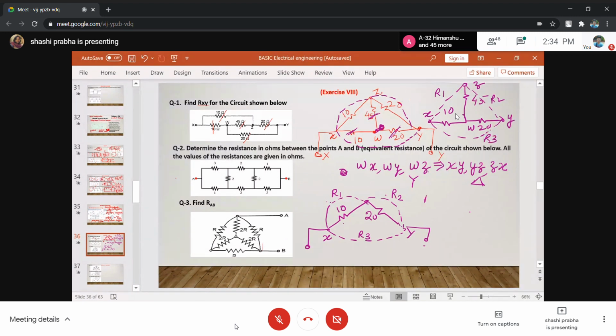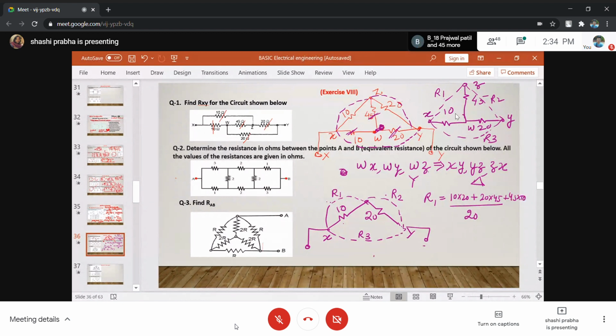Can you calculate R1? Can you tell me? If it is not coming, then make the star. This you want to find. So what is the farthest branch from it? 20. Then it is 10 into 20 plus 20 into 45 plus 45 into 10.